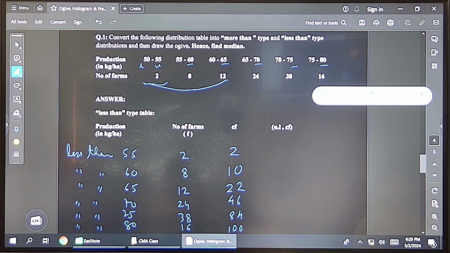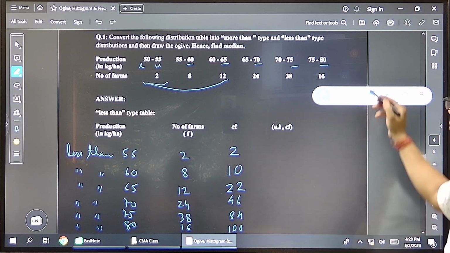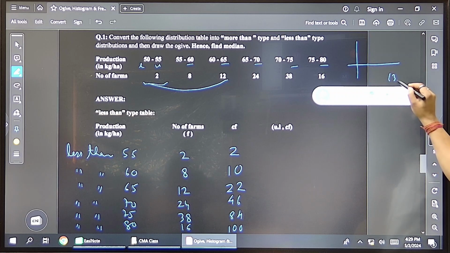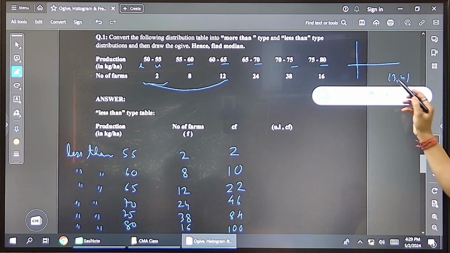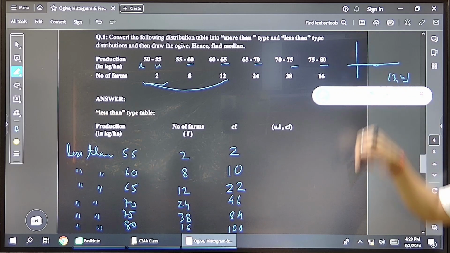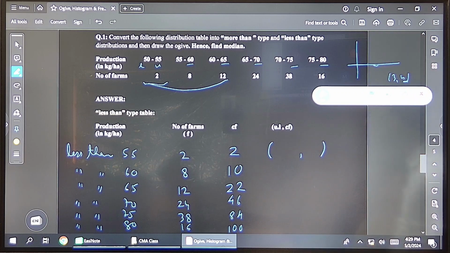Now, we make some ordered pairs. While plotting these points on the graph, we must have the points like 3, 4, where this 3 is the x value. You notice, yes or no? And this 4 is the value on the y-axis. So that is why we need to make the ordered pair. Now, what is the ordered pair?